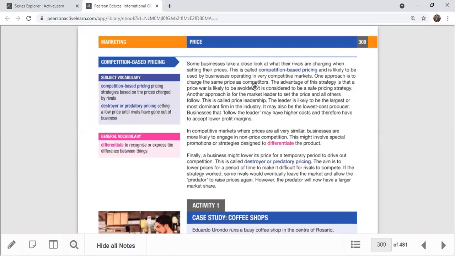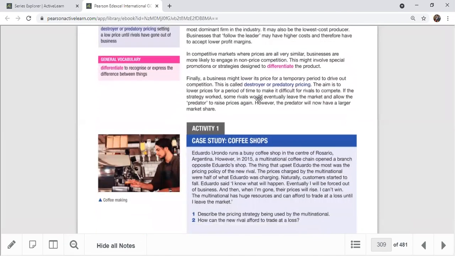Competition-based pricing is very easy because you only have to research the rivals' market price and charge the same price accordingly. That's called going rate pricing. Or sometimes you can charge a lower price than them, which is called destroyer pricing or predator pricing. The main reason for that kind of strategy is to have a strong influence in the market, so you can dominate the market by driving out the rivals, who may go out of business. So these are the main pricing strategies we talked about in my first session.